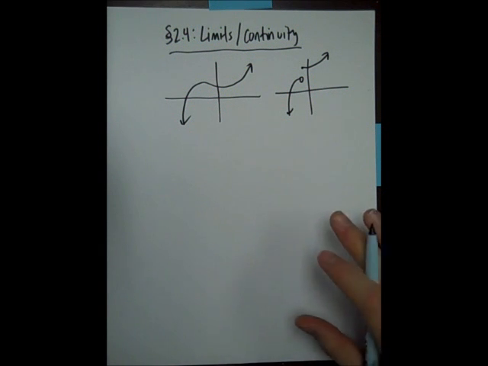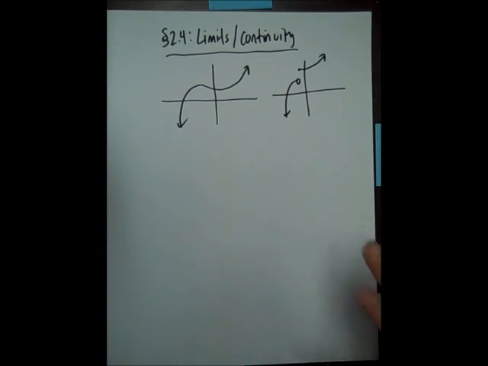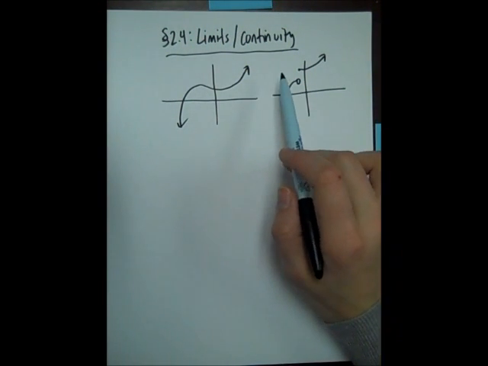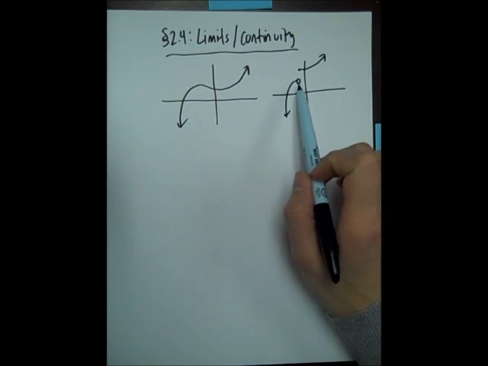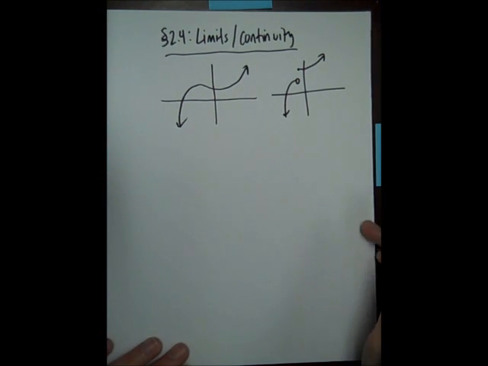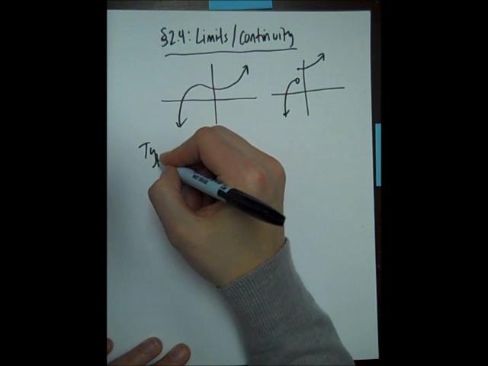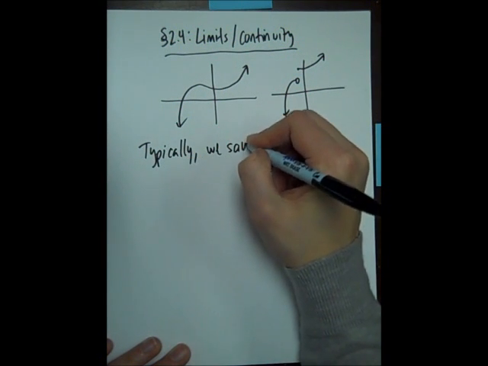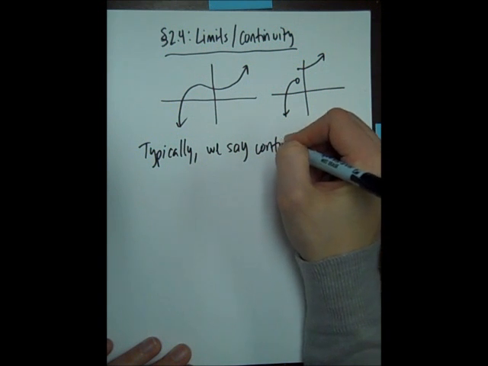We want to define that a little bit more rigorously, so that's what we're going to do with continuity. So the formal definition of continuity is, like I said, very formal, but this is the idea. Can I draw it without picking up my pencil, or do I have to pick up my pencil when I draw it? So when we say continuous, we're talking about at a point. So typically, we say continuous at a point.